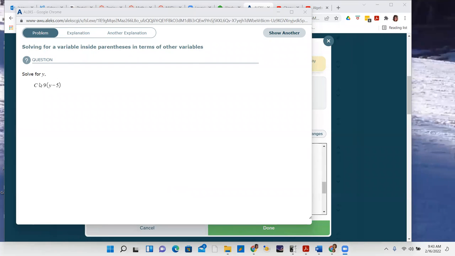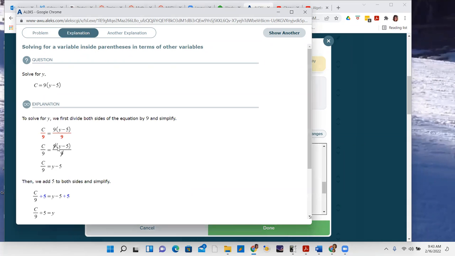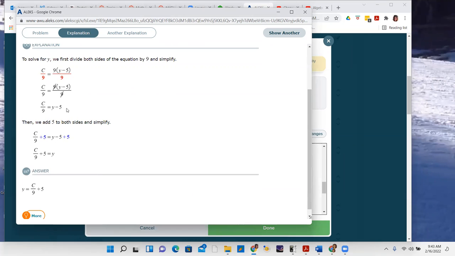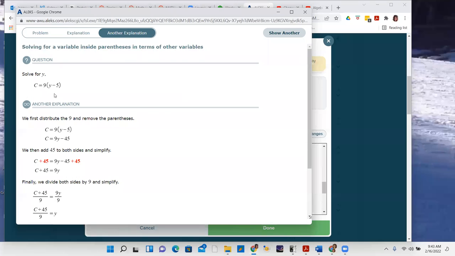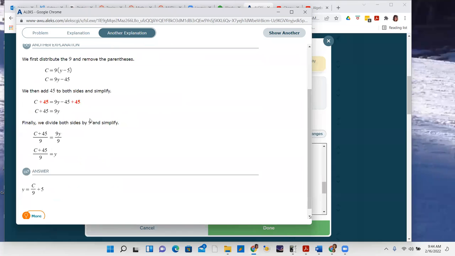Okay, to solve for y, you could divide both sides by 9 and then add 5 to both sides. I personally think this is a little bit easier than distributing. But you could distribute the 9, then add 45 to both sides, and then divide both sides by 9.